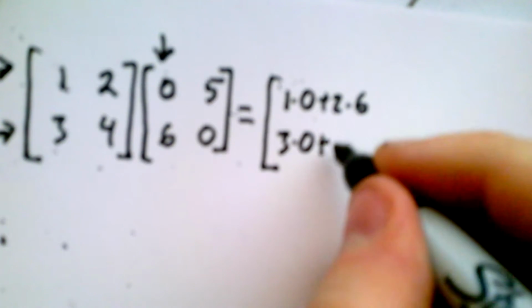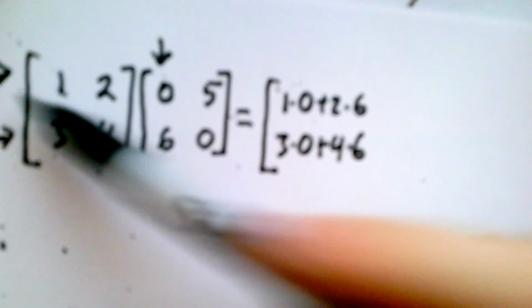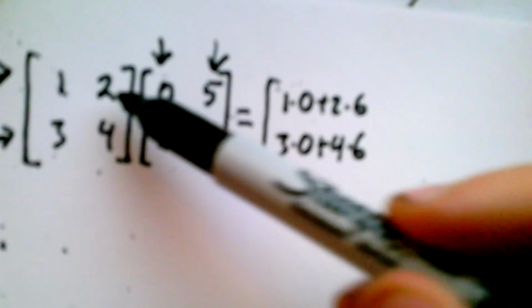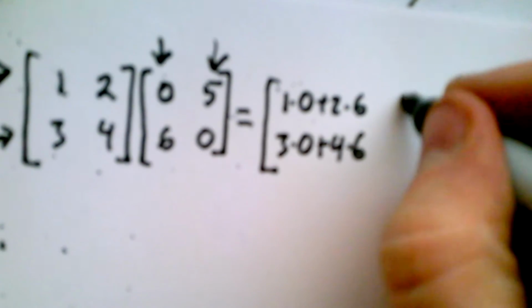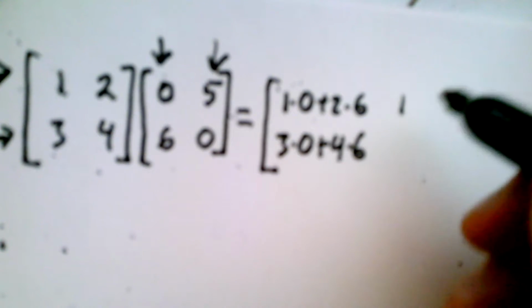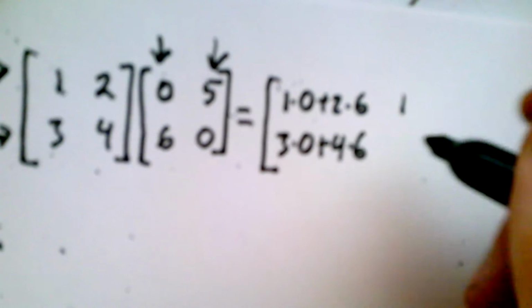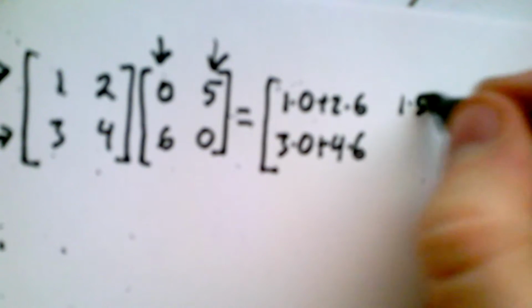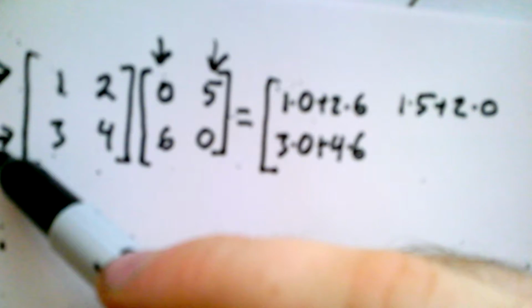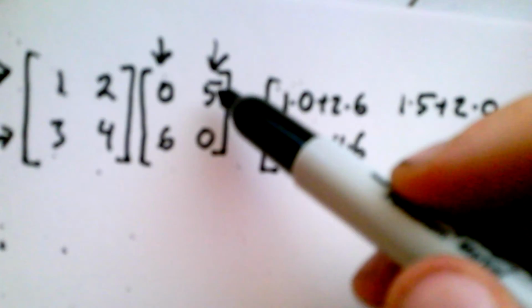So now we do the same thing to the second column here. So we have 1 times 5 plus 2 times 0. Since it's in the top row of the first matrix and the right column of the second matrix, it goes in the top right position in the matrix. So that's 1 times 5 plus 2 times 0. And the next one, we take the bottom row and the right column, and we multiply them together, we get 3 times 5 plus 4 times 0.